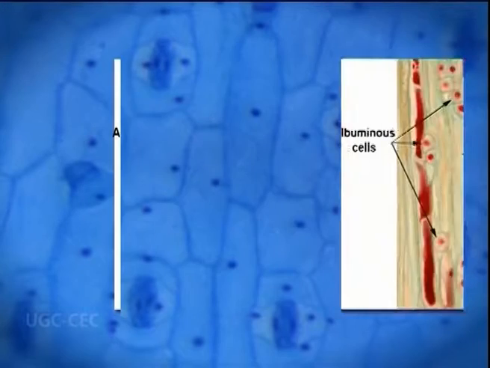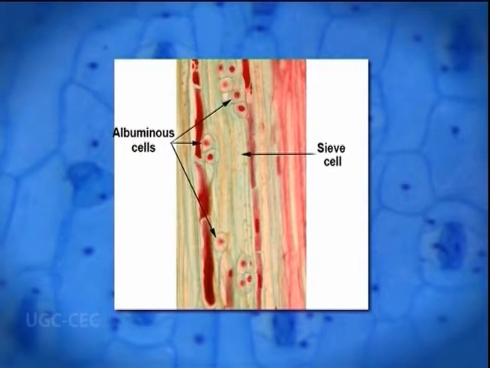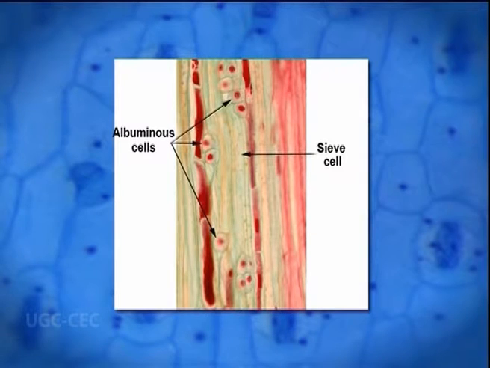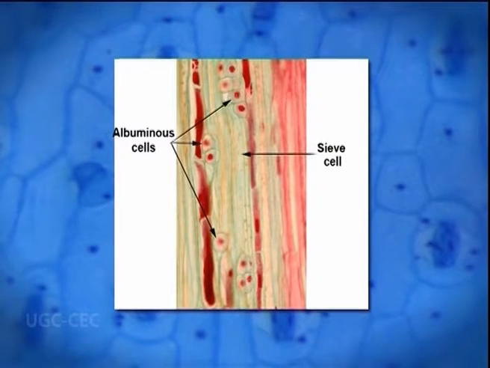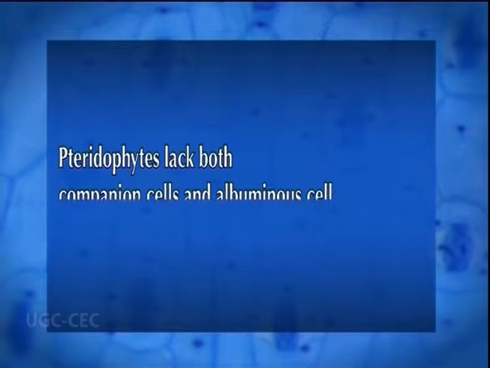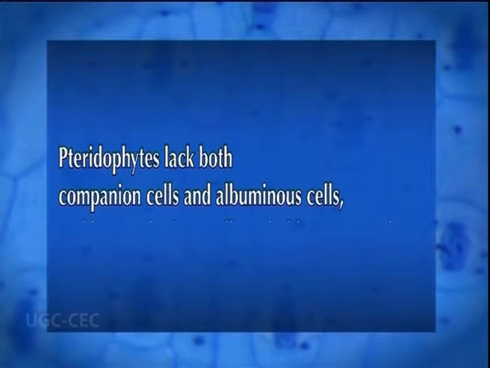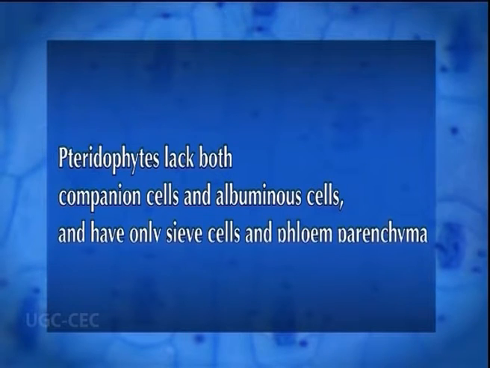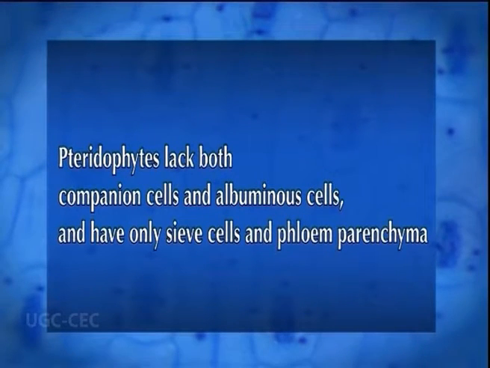In gymnosperms, typical companion cells are lacking in the phloem, but there are specialized cells called albuminous cells that are thought to serve the same purpose. Pteridophytes lack both companion cells and albuminous cells and have only sieve cells and phloem parenchyma.